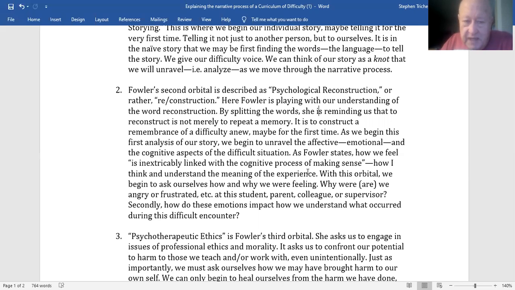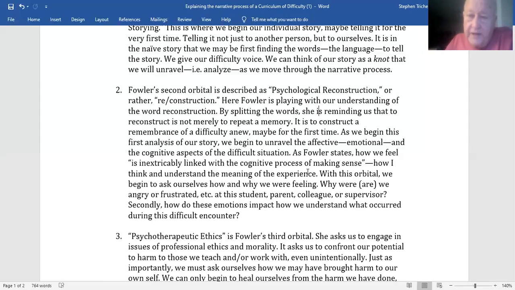With this orbital, we begin to ask ourselves how and why we are feeling the way we're feeling. Why are we angry or frustrated at this student, this parent, this colleague, supervisor, or whomever? Secondly, how do these emotions impact how we understand what occurred? Okay. So, would our understanding of the incident be the same as an outside observer, one who wasn't familiar with the people involved?